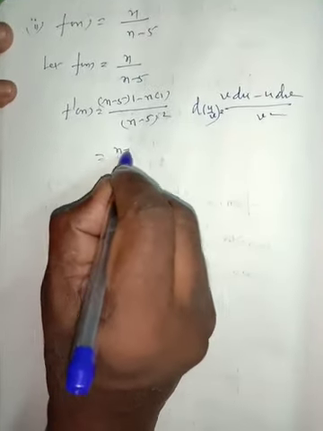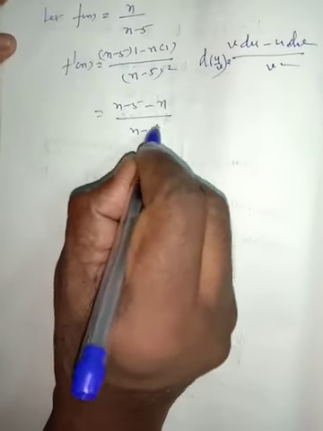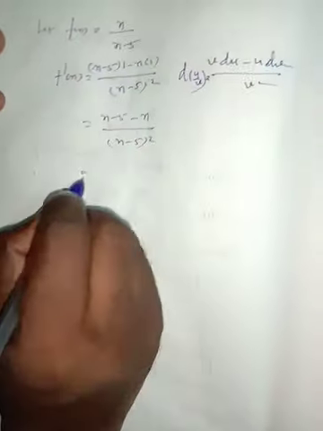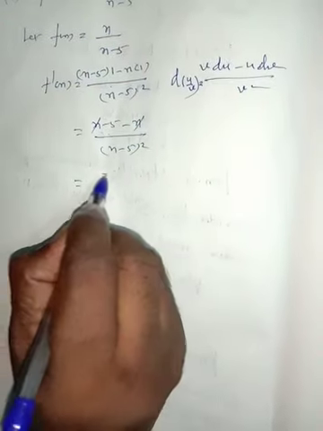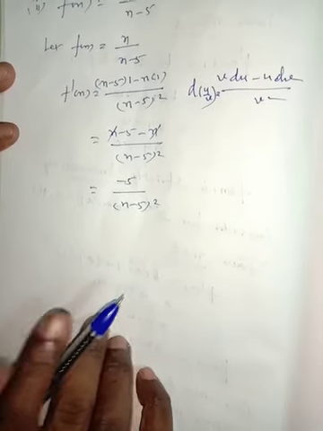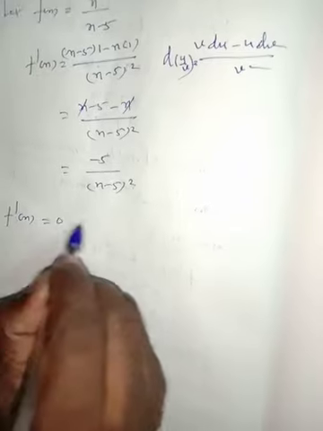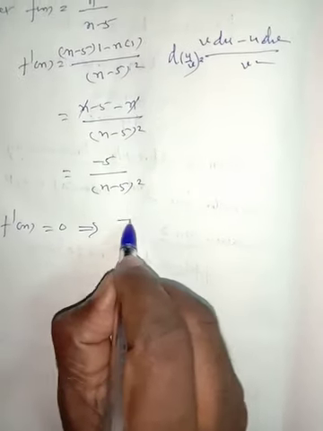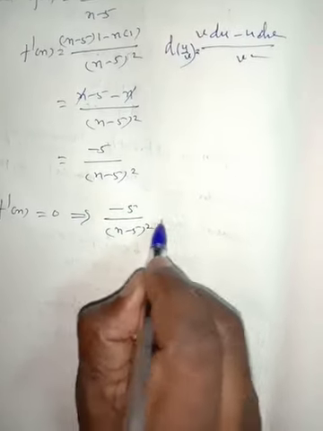Now x minus 5 minus x divided by x minus 5 whole square. This means minus 5 x minus x cancelled, so minus 5 divided by x minus 5 whole square. Now f dash of x is equal to 0 implies minus 5 divided by x minus 5 whole square is equal to 0.